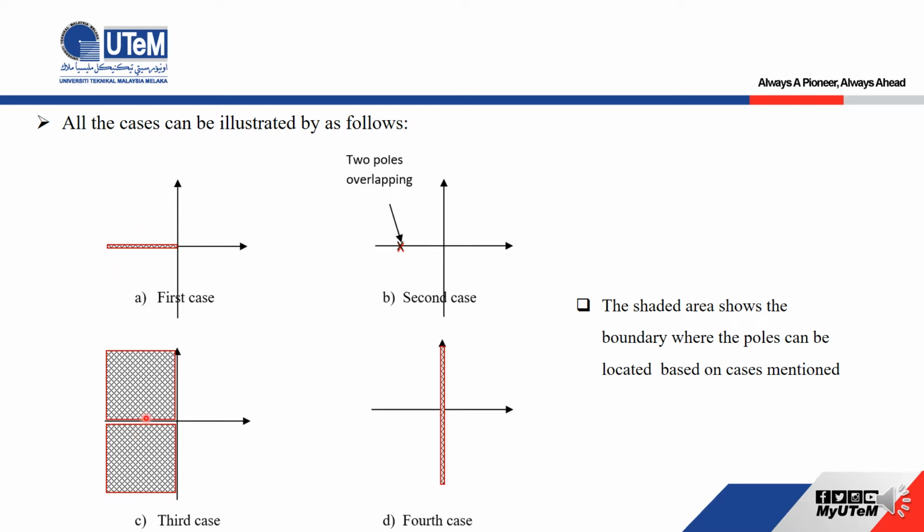The shaded area shows the boundary where poles can be located based on that case. For case number 1, the system is said to be in overdamped condition. Both closed-loop poles can be at any location along the horizontal line here on the left half plane, depending on the gain applied to the system. The system is overdamped as long as both poles are at different locations from each other.